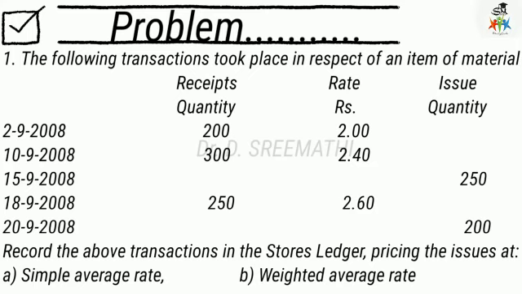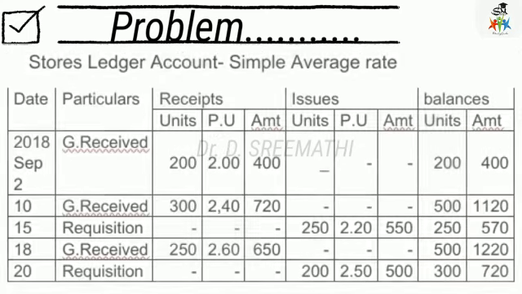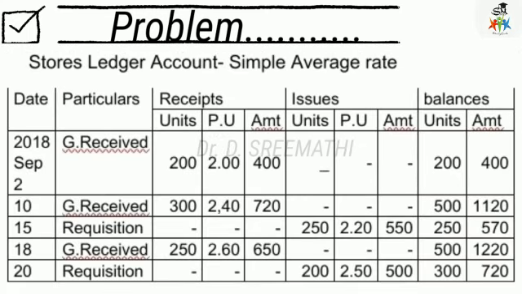Record the above transactions in the stores ledger, pricing the issues by two methods: one is the simple average rate and the other is the weighted average rate. Let us see the answer for the first, the simple average rate. It is a stores ledger account. As you know, the columns are date, particulars, receipts, issues, and balance, with quantity in units and cost per unit.